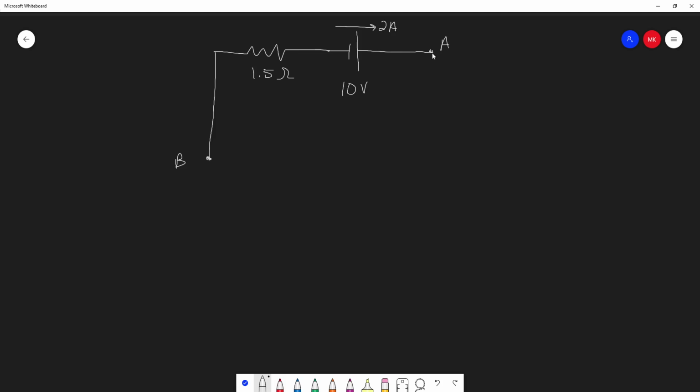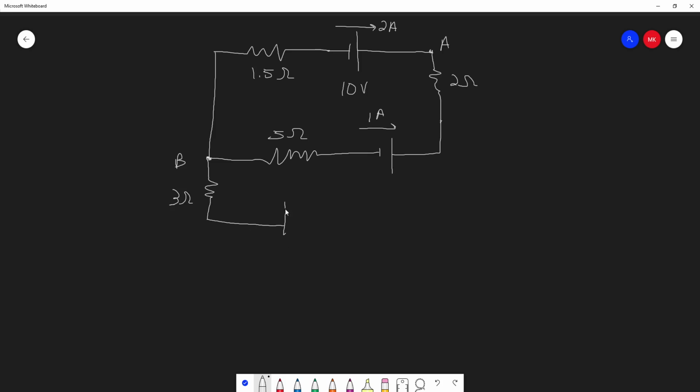This is point A, a resistor of 2 ohms. Then here we have 1 amp. We have a 5 ohm resistor. Here we have a 3 ohm. And here is our third battery. And we are given that I3 is going through here. Alright, we want to know the voltage drop across this 3 ohm resistor.